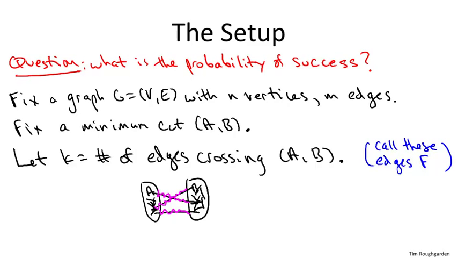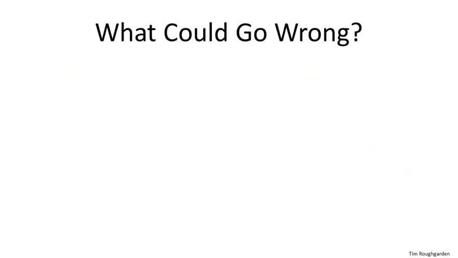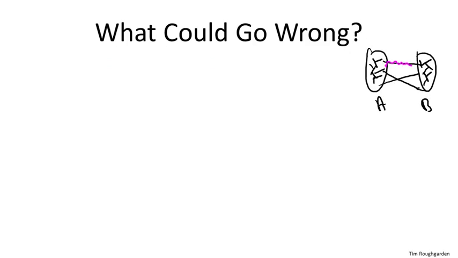So our next step is to get a very clear understanding of exactly when the execution of the contraction algorithm can go wrong and exactly when it's going to work, exactly when we're going to succeed. So let me redraw the same picture from the previous slide. So given that we're hoping that the contraction algorithm outputs this cut AB at the end of the day, what could possibly go wrong? Well, to see what could go wrong, suppose at some iteration, one of the edges in capital F, remember F are the edges crossing the min cut AB, so it's these three magenta edges in the picture. Suppose at some iteration one of the edges of F gets chosen for contraction.